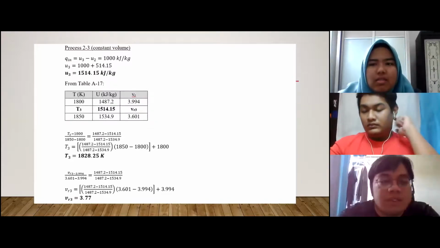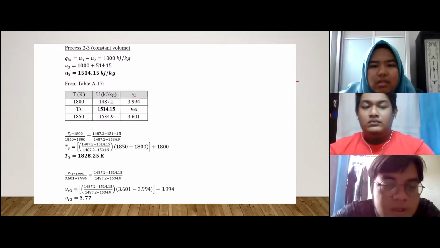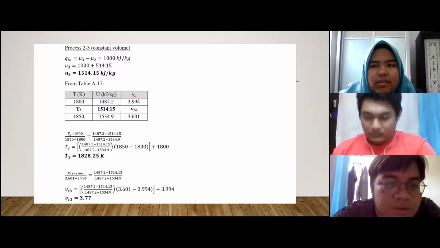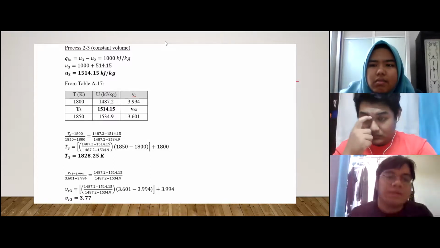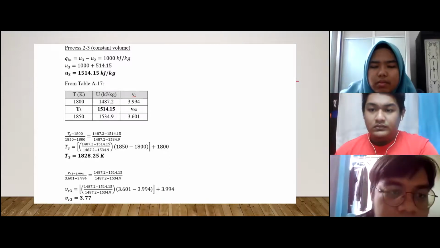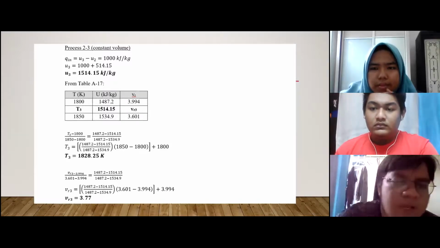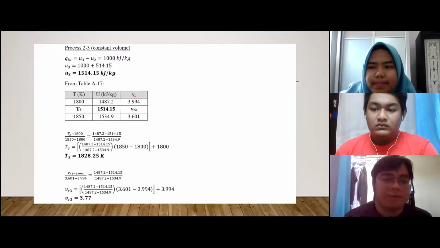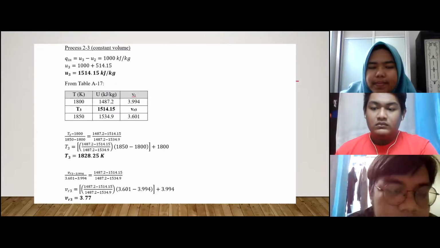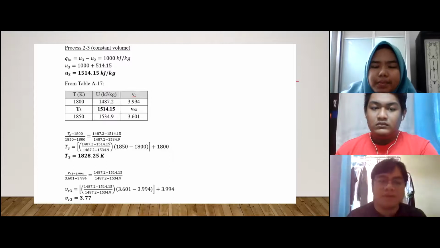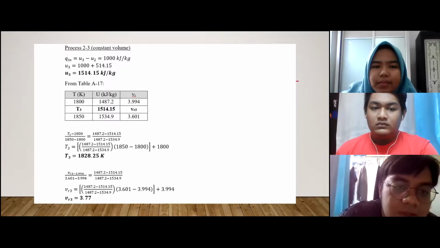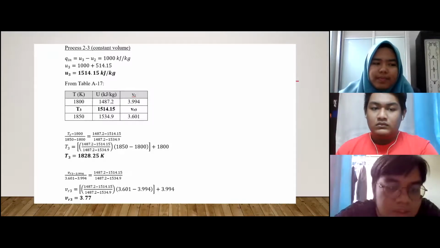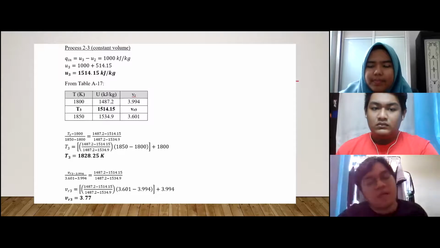For process 2-3 at constant volume, we know that Q in equals U3 minus U2. We assume the Q in is 1000 kilojoule per kilogram, and we get the value for U2 is 514.15. So we can calculate U3. The U3 is equal to 1540.15 kilojoule per kilogram.